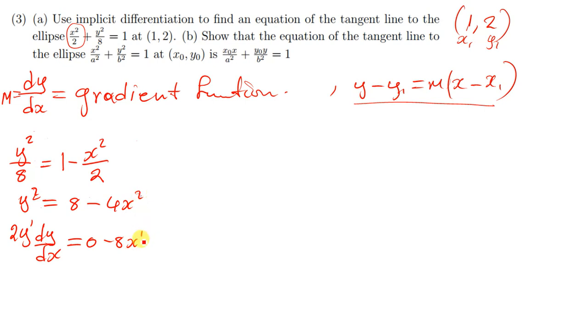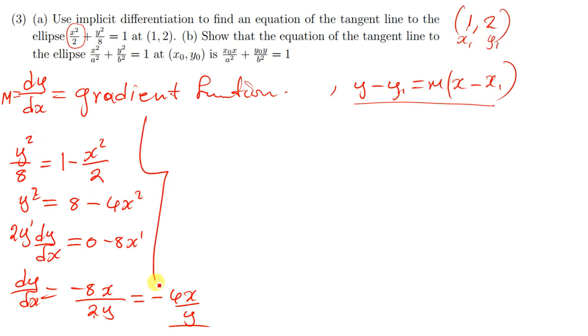2 minus 1, the power will remain 1 there. So our dy/dx will therefore be equal to negative 8x, and then we're dividing everything by 2 so that we just leave dy/dx this side alone, hence we're going to have over 2y, which can be simplified further. 2 into 8, we get 4, so this will be negative 4x over y. Okay, so that is our gradient function.